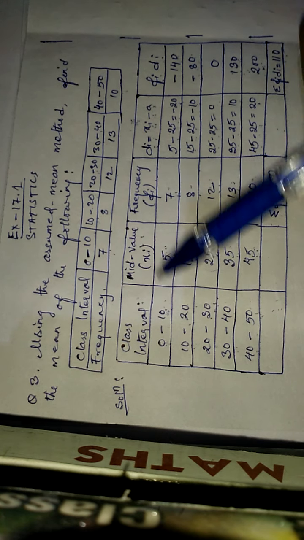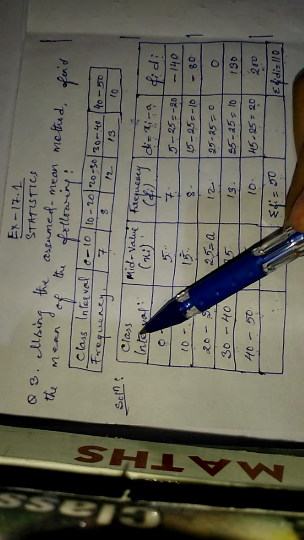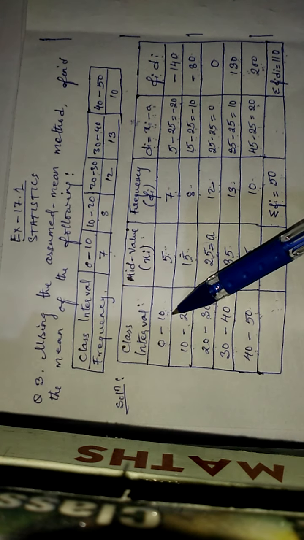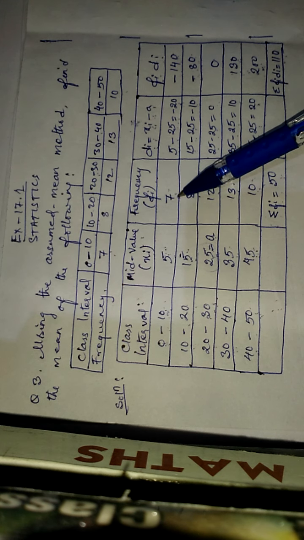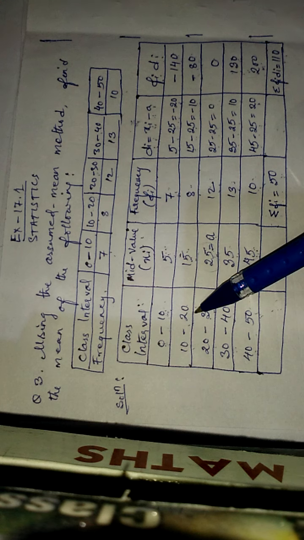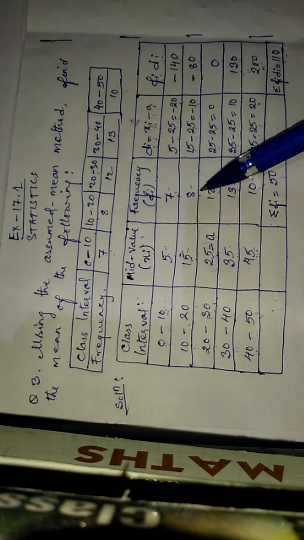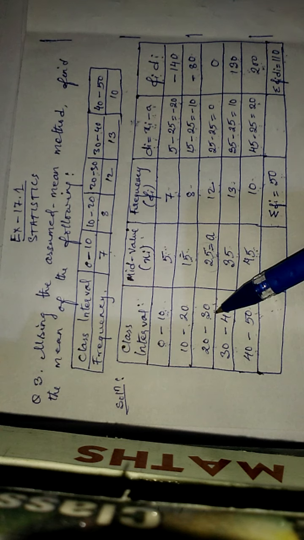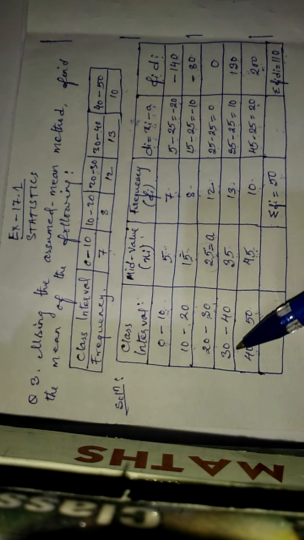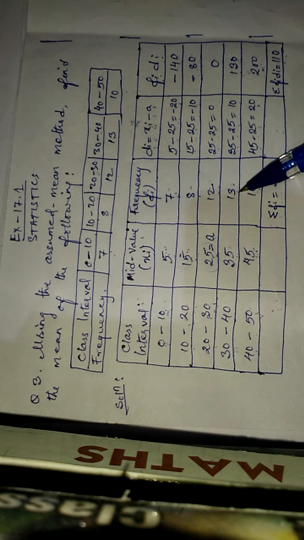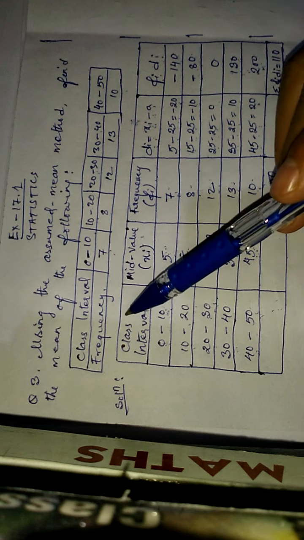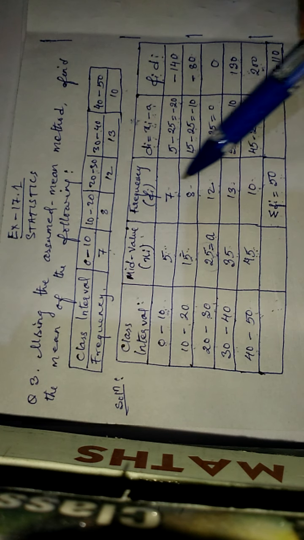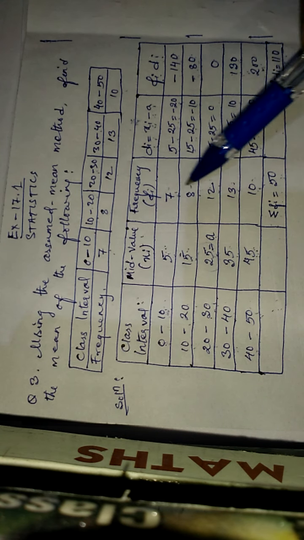Okay. Now collect the values which are given in the question. Class interval 0 to 10, and its frequency 7. Write it down. Then 10 to 20, its respective frequency 8. 20 to 30, frequency 12. 30 to 40, frequency 13. 40 to 50, frequency 10. This class interval and frequency are given in the question, so we don't need to calculate for those columns.